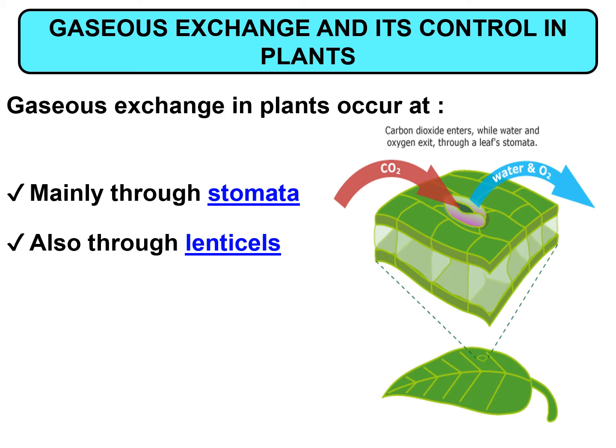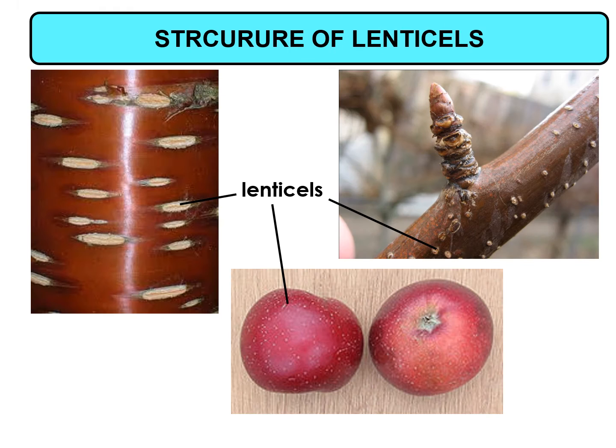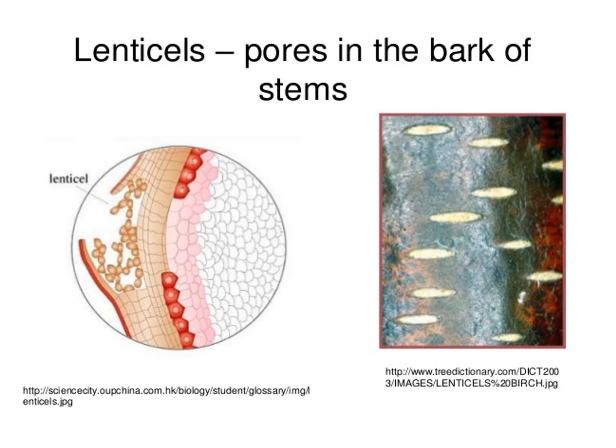Gases exchange occurs in stoma and in lenticels. Stoma is the main structure that allows gases exchange to occur. And what about lenticels? Lenticels are a pore or an opening that can be found other than on the leaf surface, such as on the stem and on fruit.